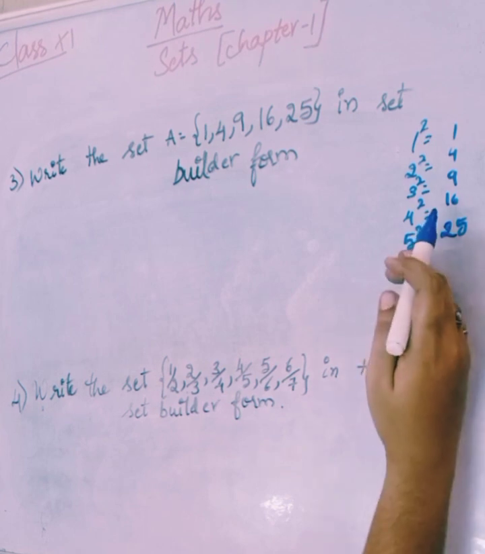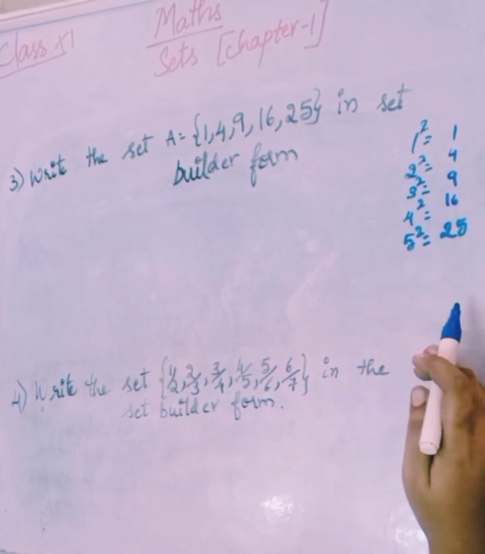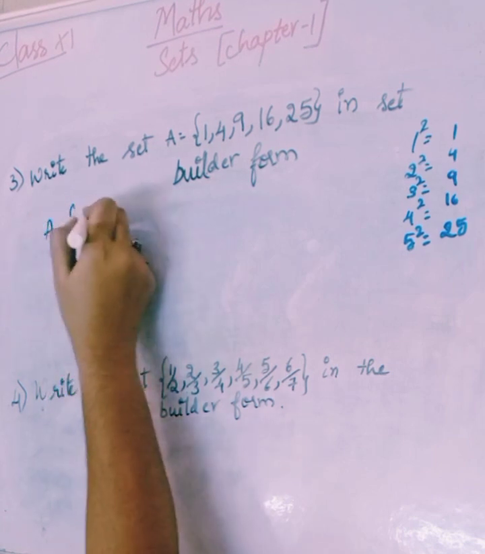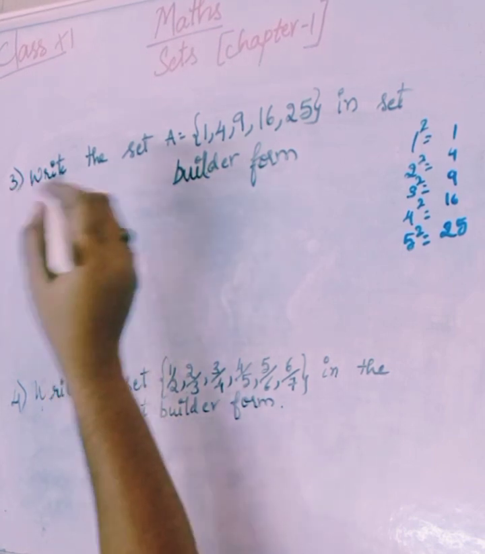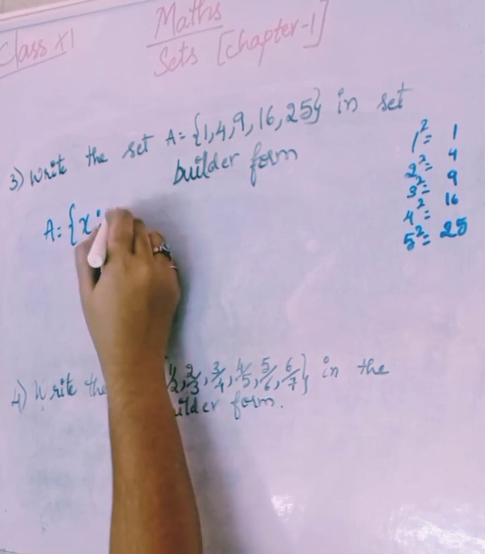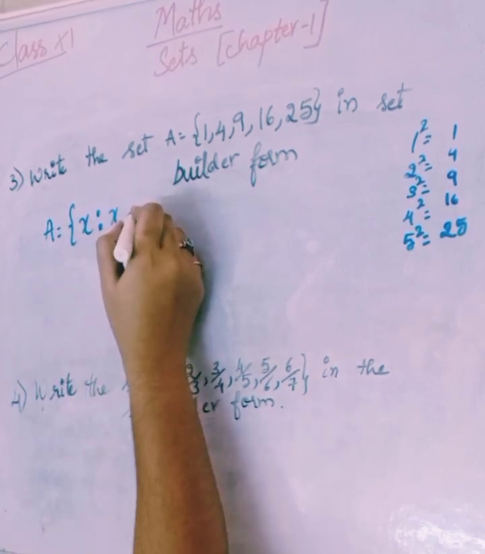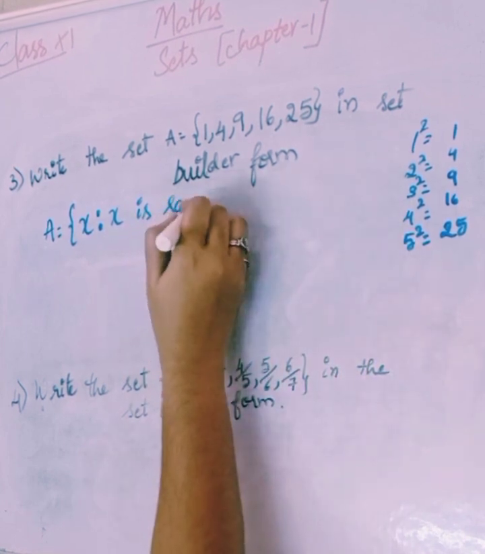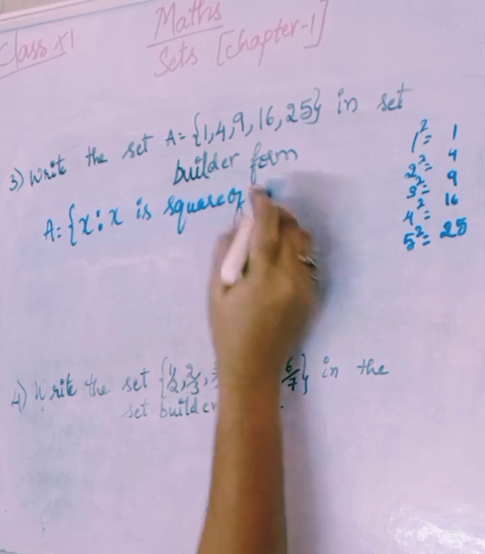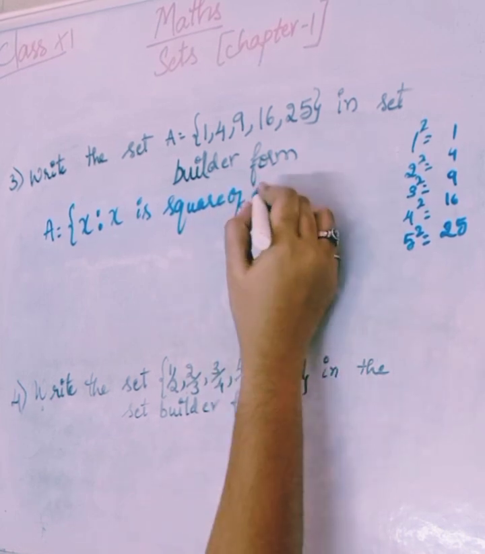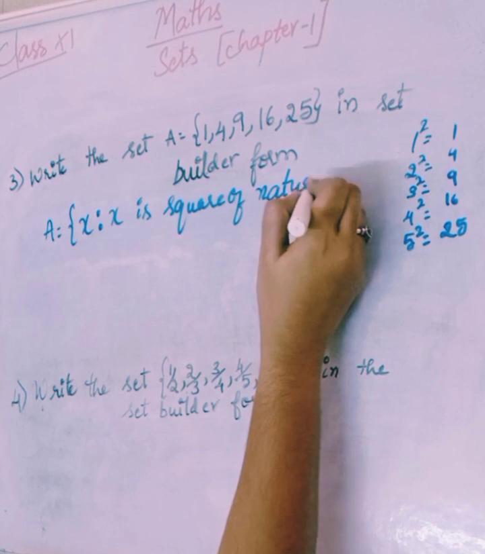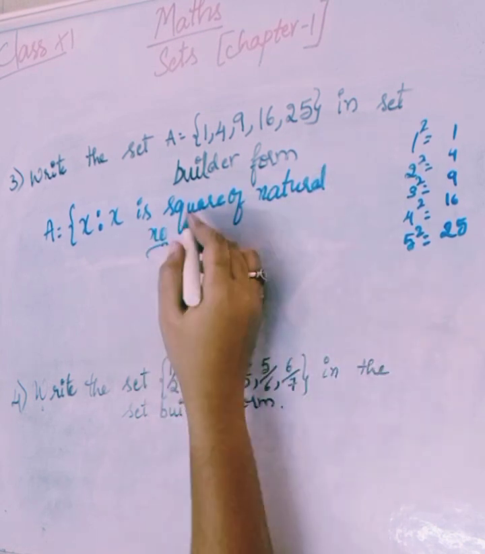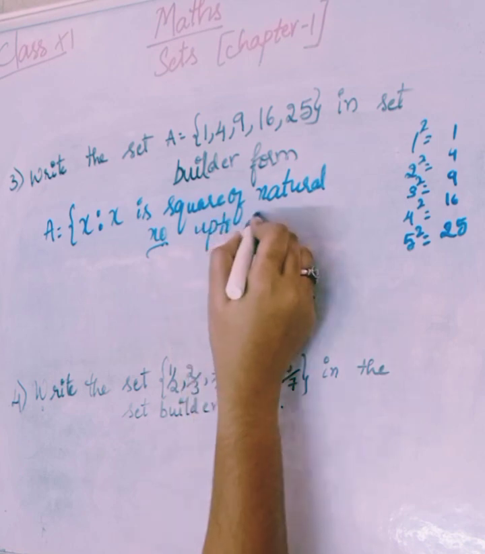Otherwise you can write smaller than 6 also. So let us see how many ways we can write. First I write A is equal to, and first what we need to write is {x : x is a square of natural numbers up to 5}. These are all natural numbers, so the square of natural numbers up to 5.